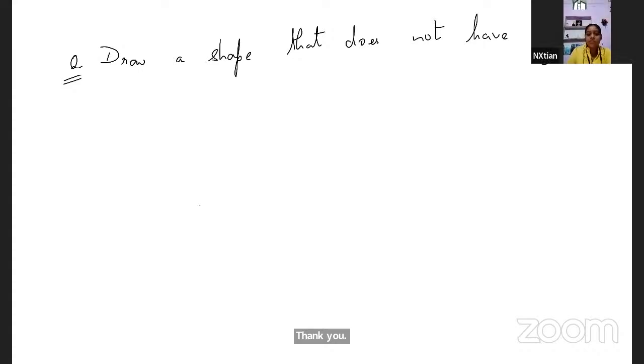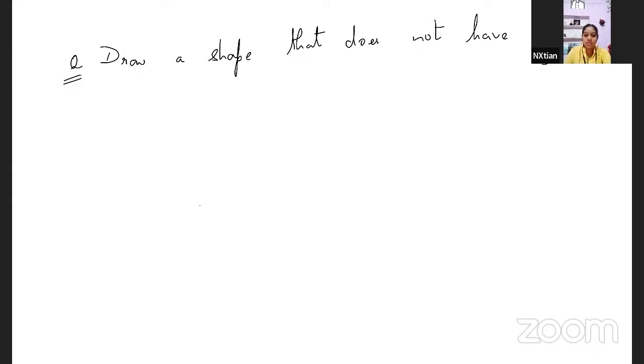Draw a shape that does not have symmetry. This is an open-ended question.